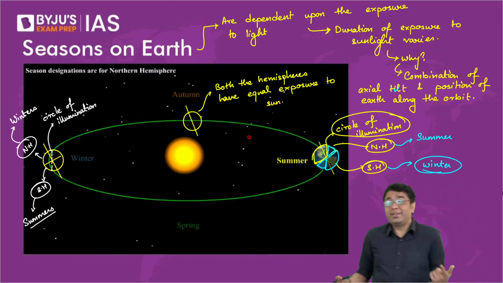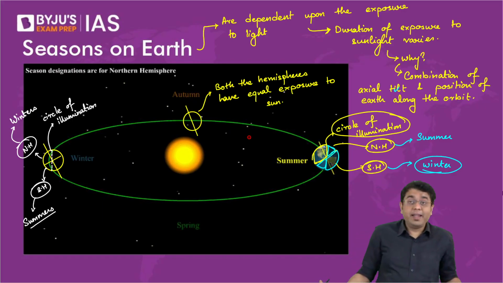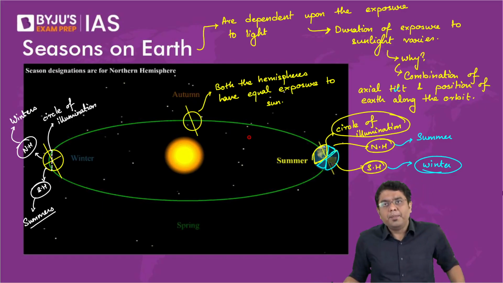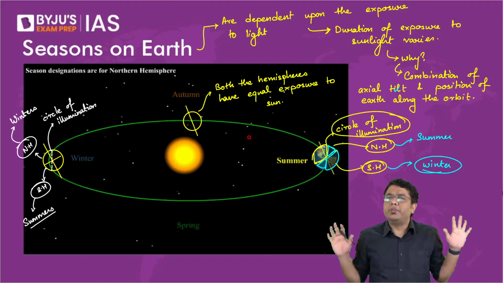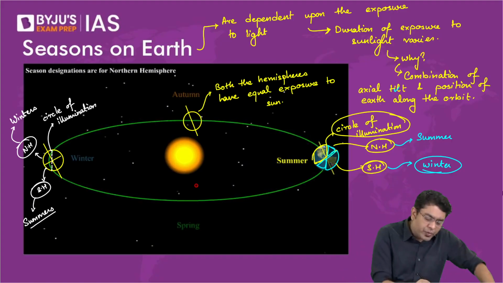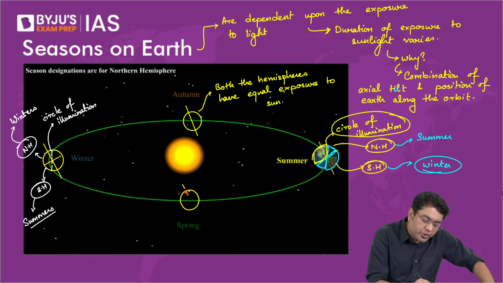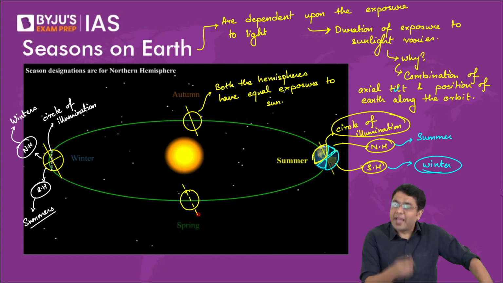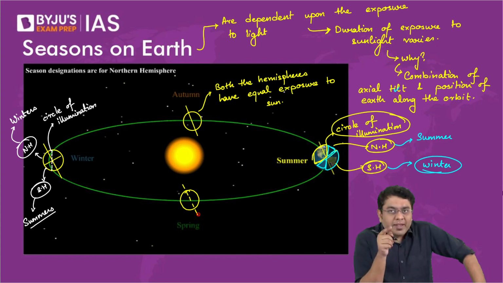So in this case, the length of the day and the length of the night will be equal because you have equal exposure to the sun. Same will be the situation here also. In this case also, equal exposure to sun. So that is why between the summer and the winter comes the month of autumn.